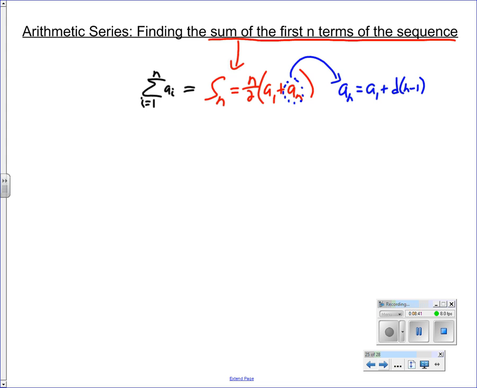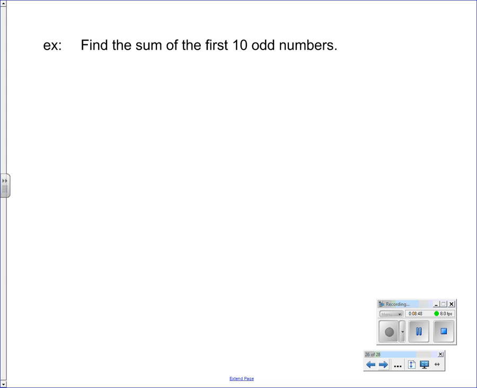So we'll just do one example of using this formula, and that'll be it for the notes. So this one, find the sum of the first 10 odd numbers. In order to find the sum, we need to know the first term, and we're going to need to know the 10th term, that's our n.